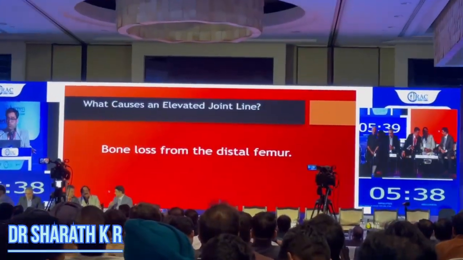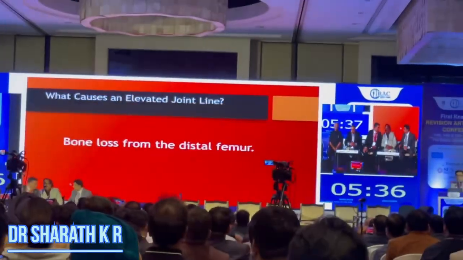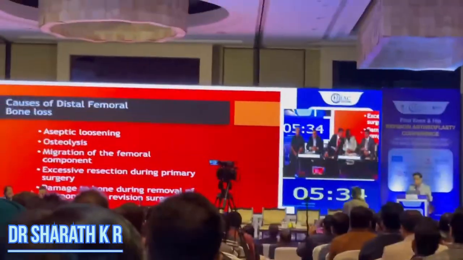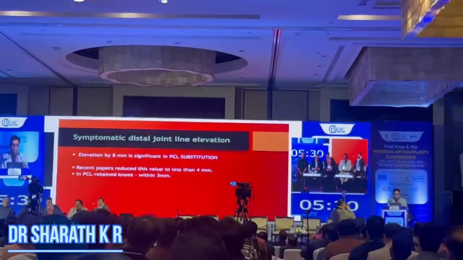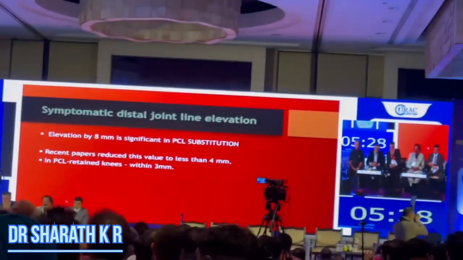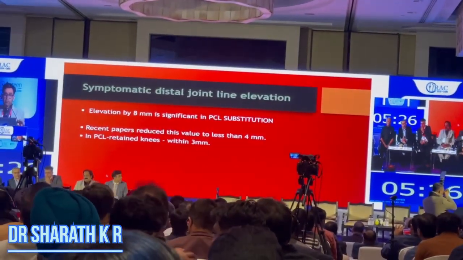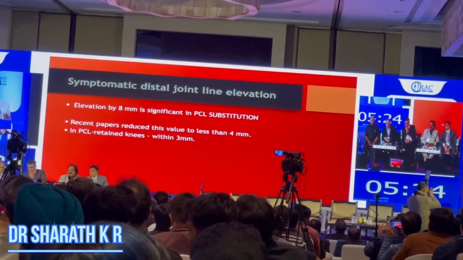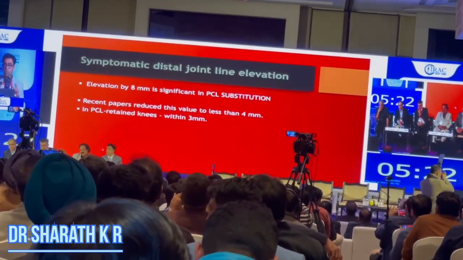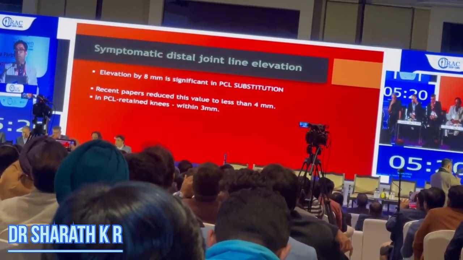So what causes elevated joint line? Bone loss from the distal femur. So what are the causes of bone loss? There are various causes which we have seen already. So symptomatic joint line elevation: if elevation is more than 8 mm in PCL substitution, or if it is PCL retention, more than 4 mm or 3 mm causes symptoms.